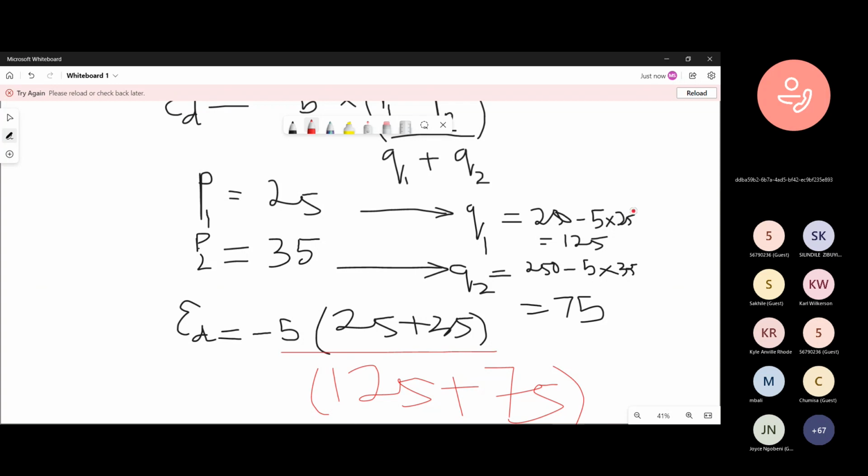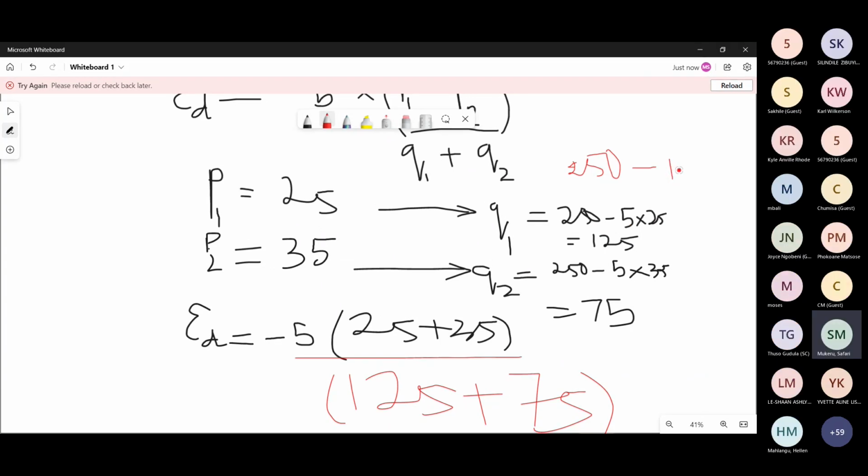Yeah, basically, because it's 5 times 25. 5 times 25 is 125, right? Maybe your calculator shows 250. Minus 5 times 25, right? This is 125. Oh, okay. Sorry, I got it. Thanks. Okay, sure. No problem.